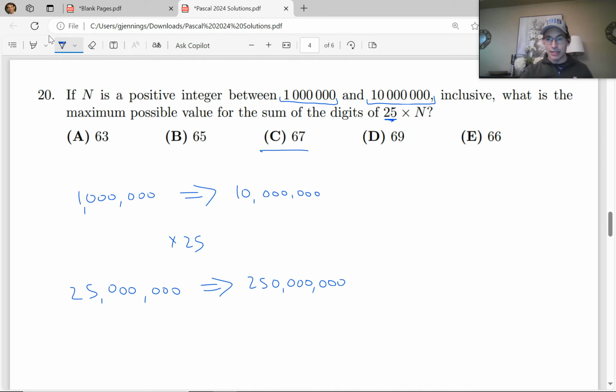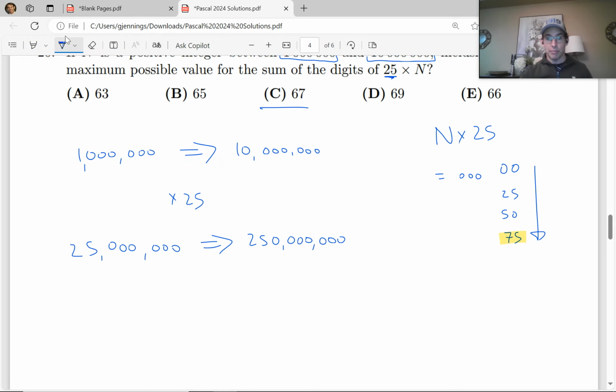Okay? And if we multiply some number n by 25, it's going to be some digits in the front, pretty much any digits we can get, except the last two digits will be 00, 25, 50, or 75. Those are our only options for the last two digits. And we want those because they have a digit sum of 12. And this is the next closest. 25 is digit sum 7, which is smaller. So we're going to look for the number that has the biggest digit sum in between there.